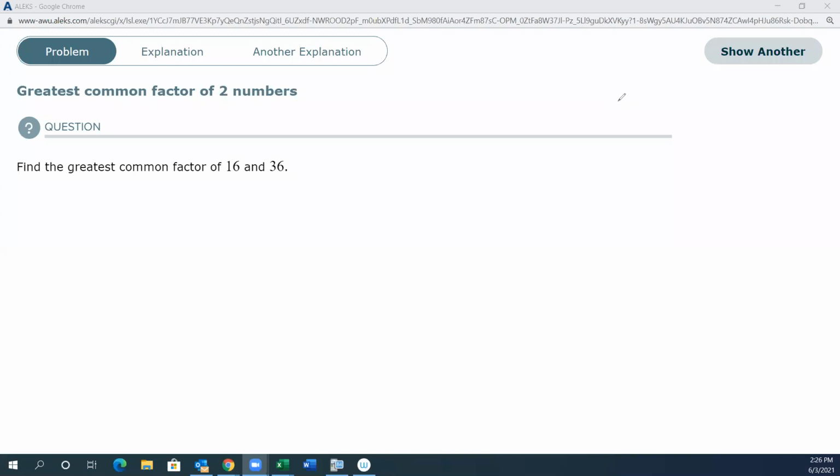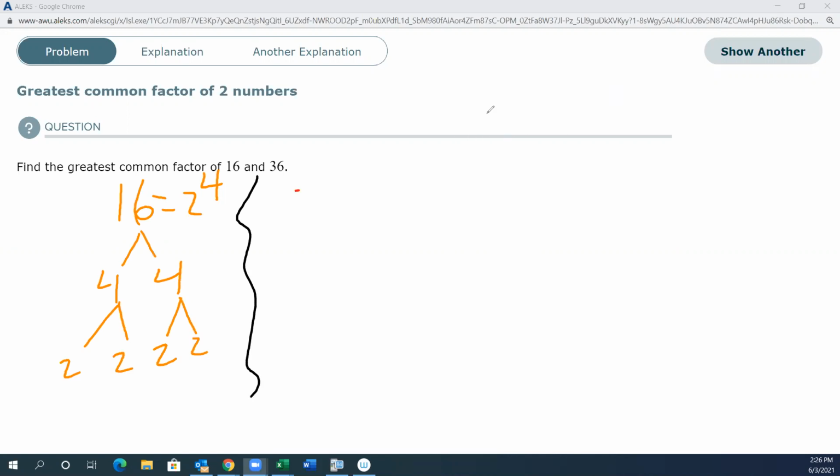Okay, let's try this one. 16, whoops, I gotta draw the 16 first. 16 is 4 times 4, and each 4 is 2 times 2. So 16 is 2 to the 4th power. So there are 4 2's that constitute 16.